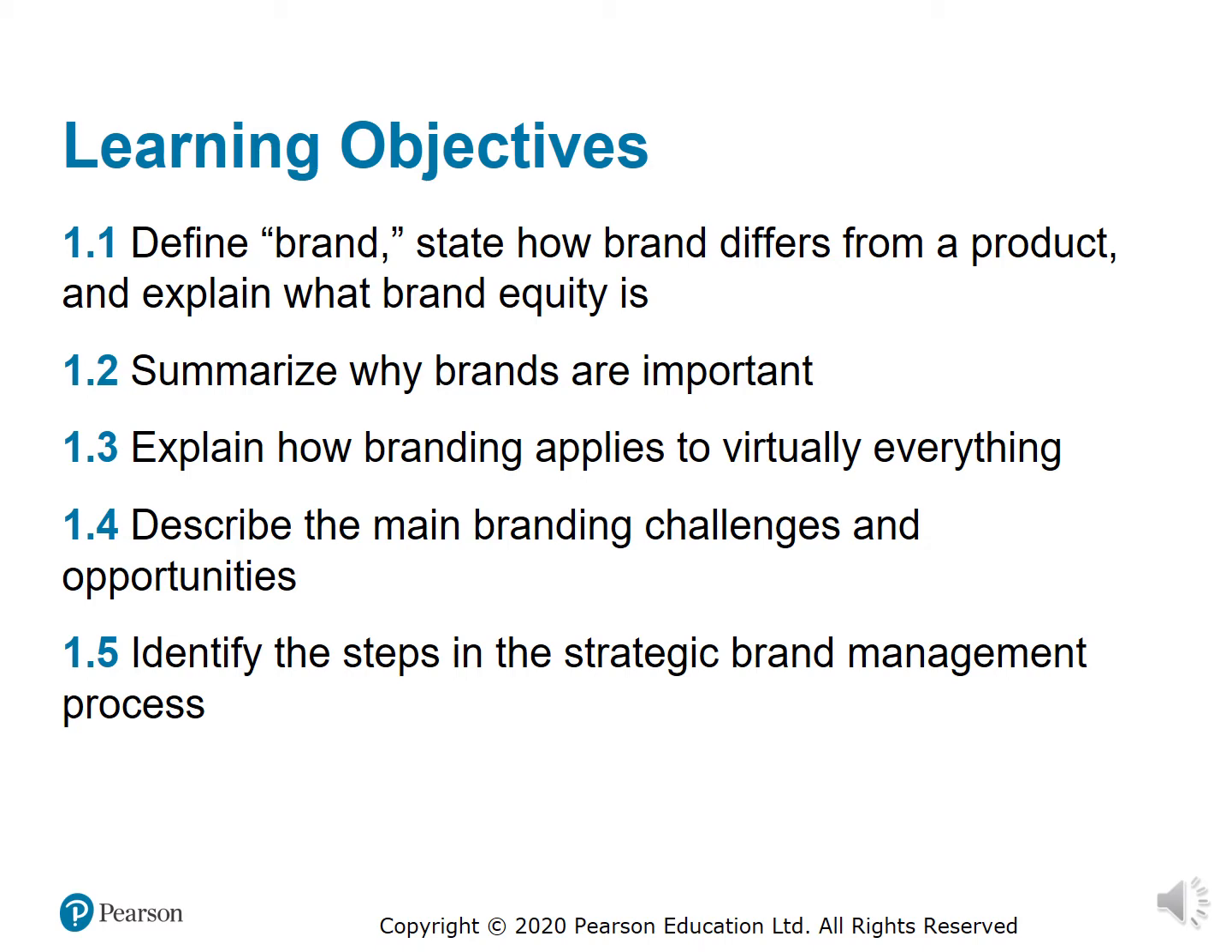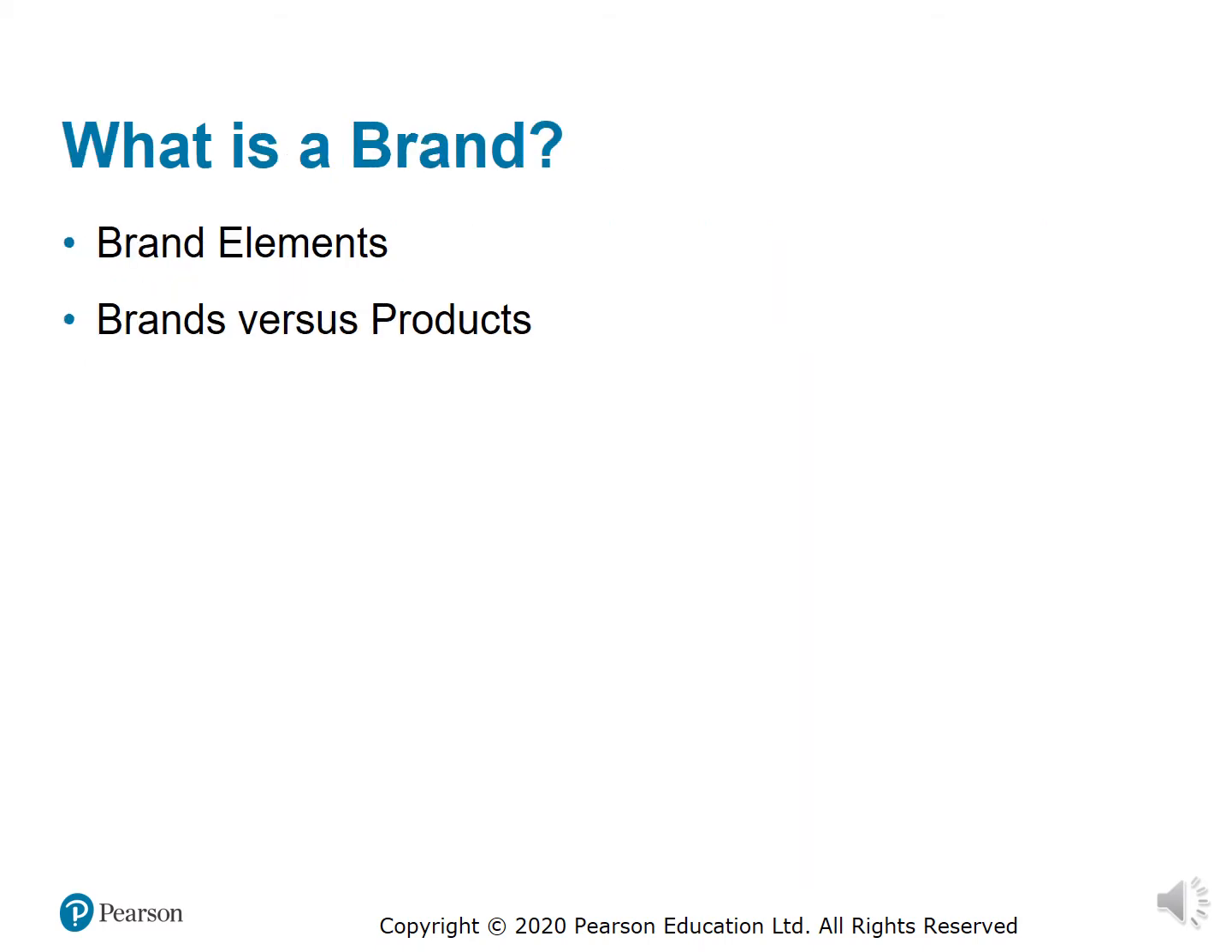Learning objective, I already told, I'm going to skip. What is a brand? The definition of a brand is a name, term, sign, symbol, or design, or a combination of them, intended to identify the goods and services of one seller or group of sellers, and to differentiate them from those of competition.